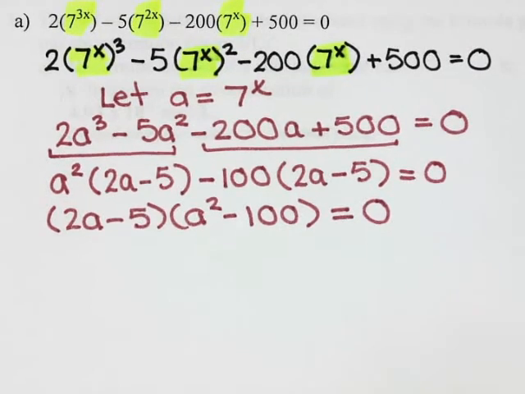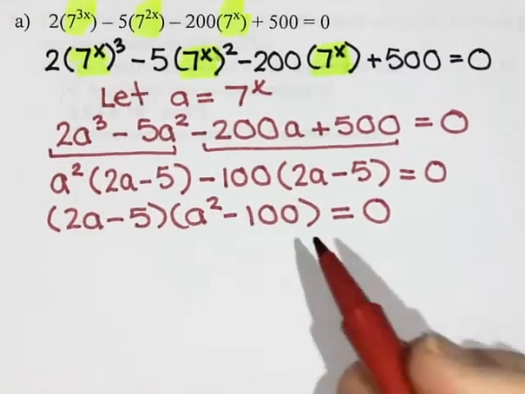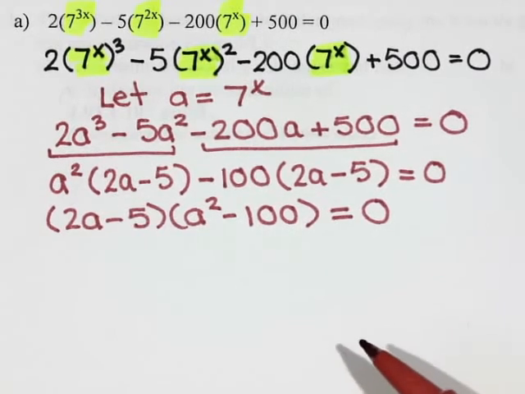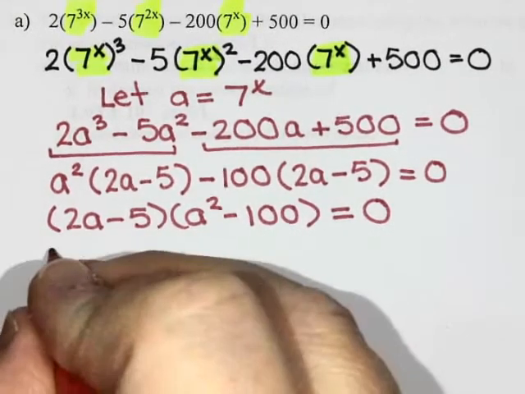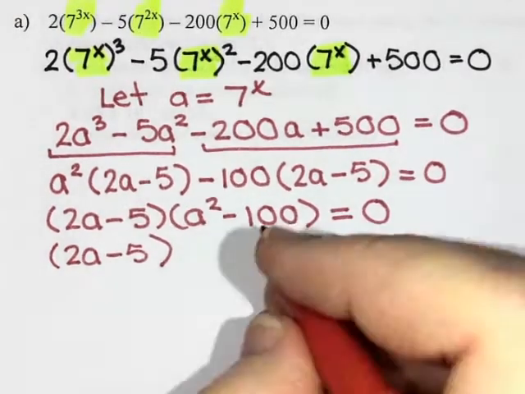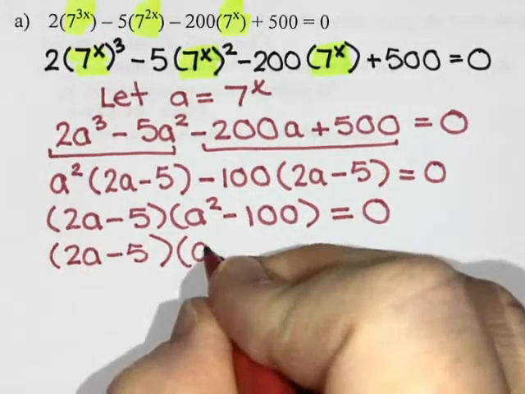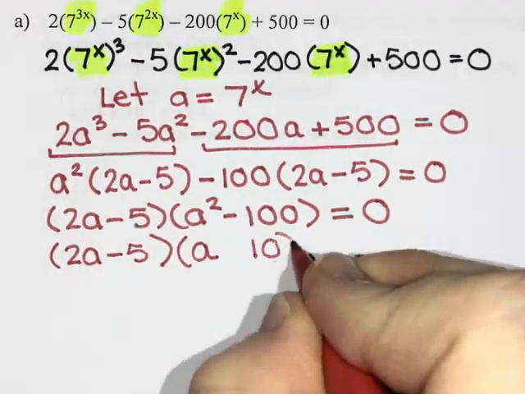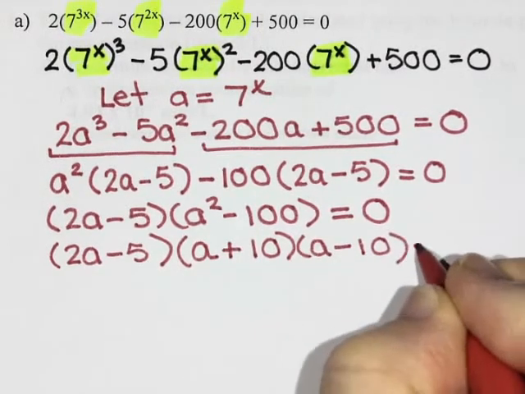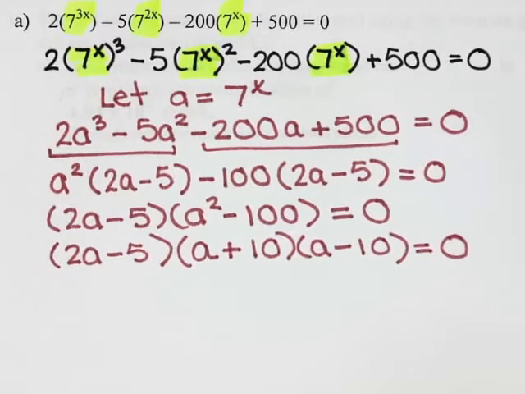We factored by grouping. Can I factor either of those brackets further? Well, 2a minus 5, unfortunately, does not factor any further. But a squared minus 100 has 2 terms. They're being subtracted, and they are perfect squares, which makes them a difference of squares. So the first bracket is going to stay as 2a take away 5. But a squared minus 100, we do the square root of a squared to get a. The square root of 100 is 10. So we're going to have a plus 10 in one bracket and a minus 10 in the other bracket. And that still equals 0.